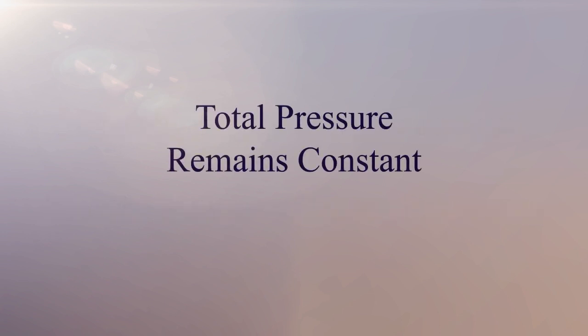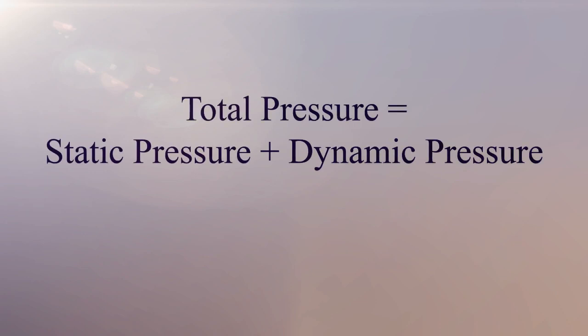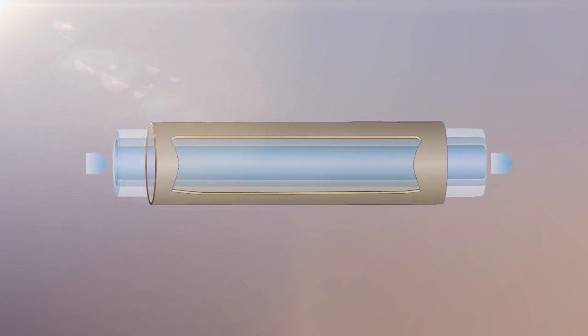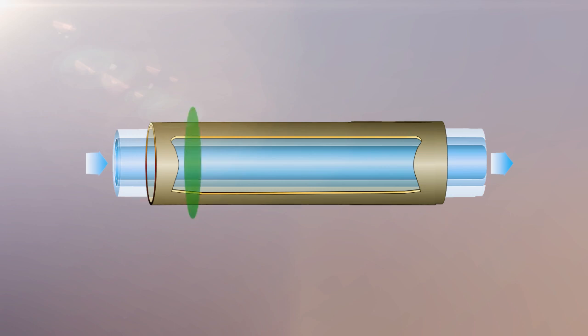So Bernoulli's principle states that total pressure remains constant. Now, total pressure is made up of static pressure and dynamic pressure. Represented mathematically, total pressure equals static pressure plus dynamic pressure. To help visualize this principle, let's consider a pipe with air flowing through it. Now, due to steady state of flow, each cross-section in the pipe has the same amount of air passing through it at any moment in time.